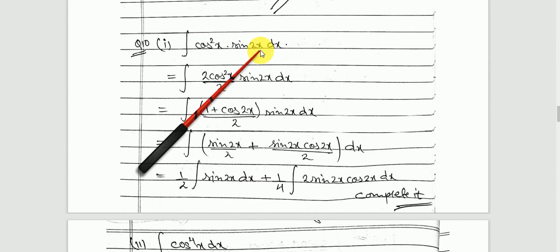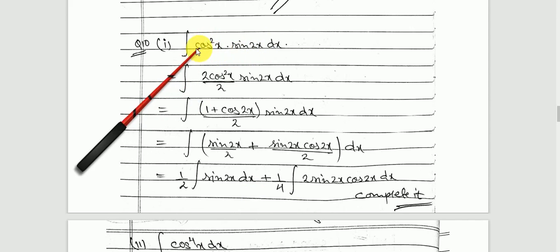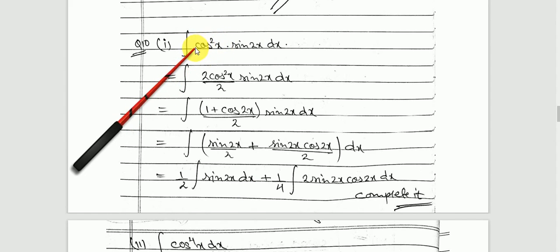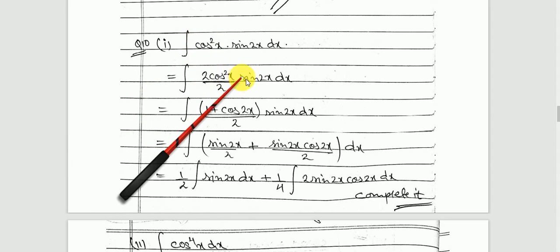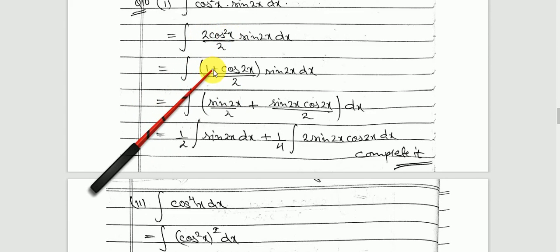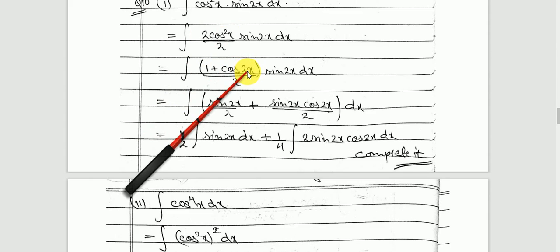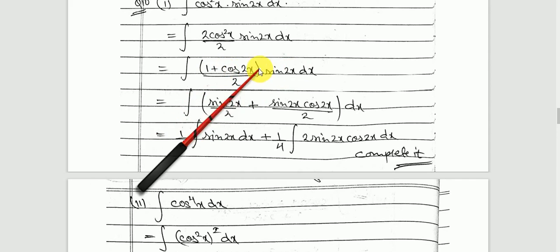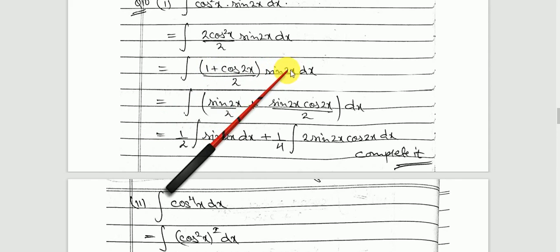Integrate cos square x into sine 2x. Here we don't have a direct formula, but this cos square x, what I'm doing is multiplying and dividing by 2. So I get 2 cos square x into sine 2x upon 2, and 2 cos square x can be written as 1 plus cos 2x, and then open the bracket. So you get 1 into sine 2x and cos 2x into sine 2x.